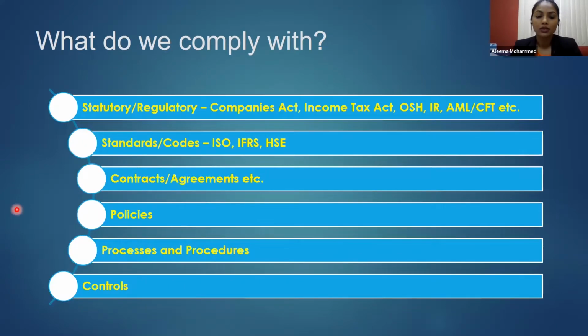But then what do we comply with? And again, depending on your business sector, you have several areas that you certainly have to comply with. To the very top, of course, we have our statutory and regulatory requirements. And every business, regardless of what sector you are in: the Companies Act, the Income Tax Act, National Insurance, OSH, industrial relations, depending on the size and scope of your business.